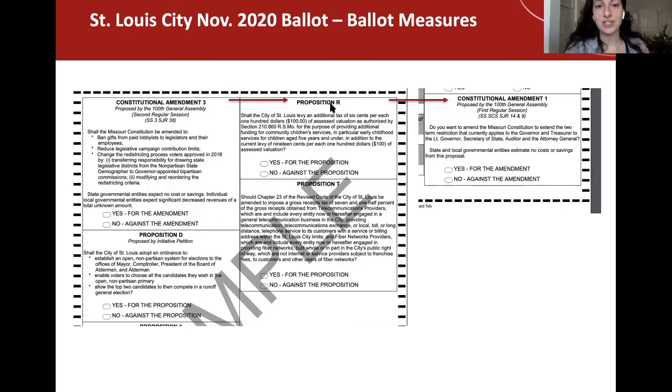So this one, Proposition R, is asking if the city should levy an additional tax, or if they should increase taxes on property in order to raise funds for early childhood services in St. Louis. So if you wanted to increase funds for early childhood services and you think the best way to do that is through property taxes, then you're going to vote yes. Or if you are not in favor of either the increase in taxes or the increase in early childhood services, you would vote no.